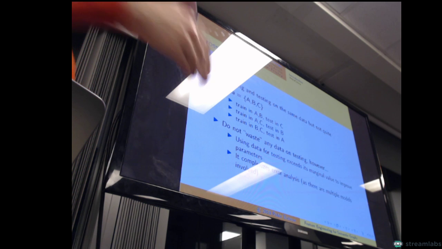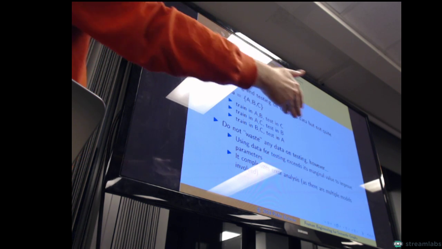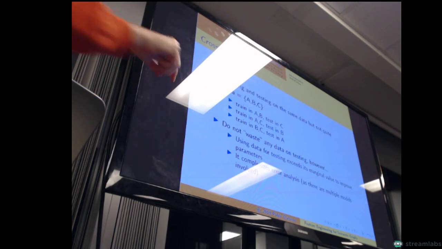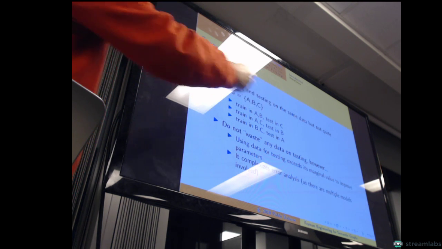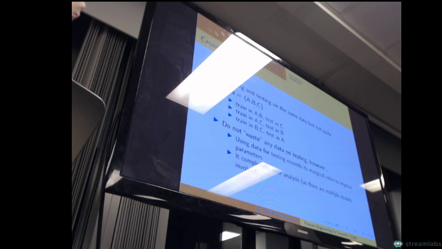Okay, so in cross-validation, you take a data set, you split it into folds, and then you take all but one fold, you train a model on that, and then you test on the unseen fold. And it's very popular because of two reasons. First, if you use cross-validation, you're making sure you're not testing on your trained data. And second, you have this feeling that you don't waste any data for testing.